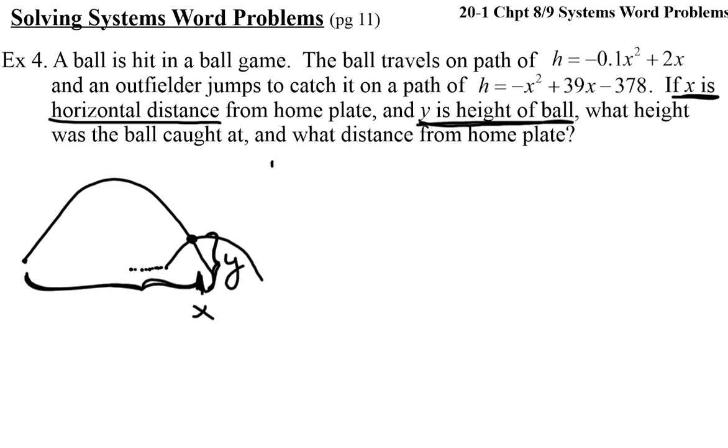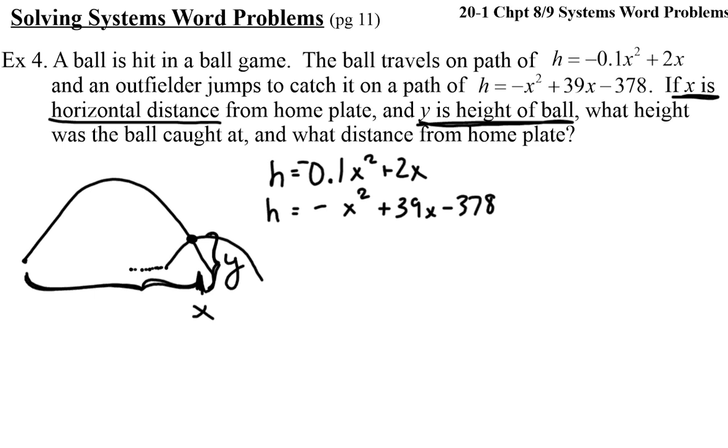We have h is equal to negative 0.1x squared plus 2x. And then we have h is equal to negative x squared plus 39x minus 378. With that being said, there are different ways we can approach this question. It's up to you which way you do. When I look at this, I like the fact that I have an h and an h.